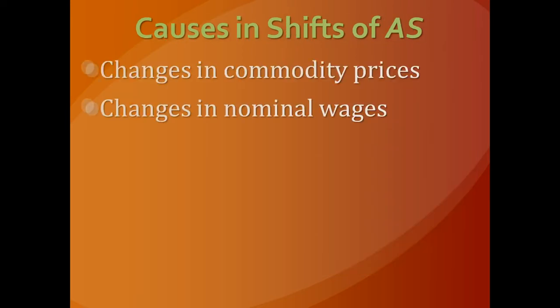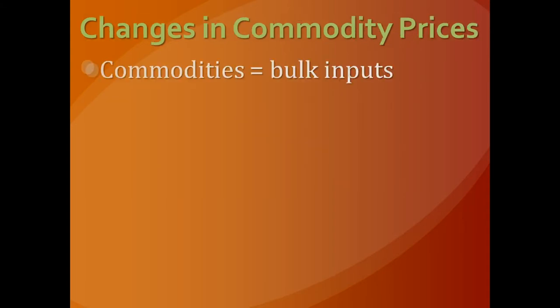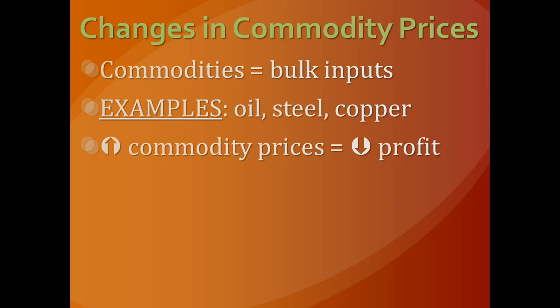So what causes shifts in aggregate supply? We're going to say changes in commodity prices, changes in nominal wages, and changes in productivity. All three of these focus on and impact the profit per unit. So when it comes to commodity prices, commodities are the inputs that go into making stuff, and if they are less expensive, then the profit per unit goes up. And so with an increase in commodity prices, things would become more expensive and the profit would drop, and therefore there would be a leftward shift in aggregate supply. Businesses would not be willing to supply as much because they don't make as much money. If the commodity prices went down, it would be the opposite effect.